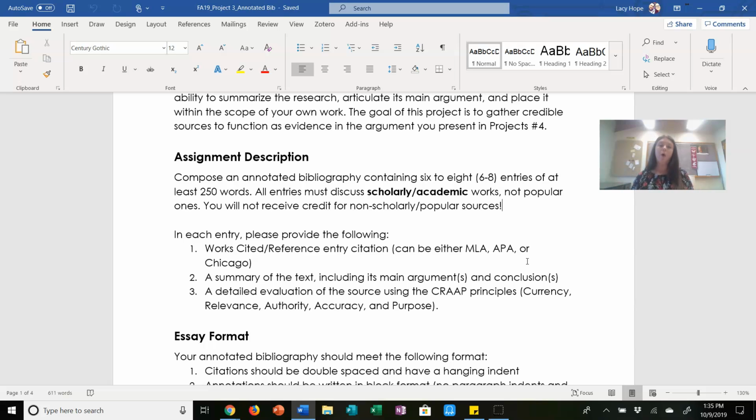So for example, while an article from National Geographic might be incredibly informative, it's still considered a popular source and would not count for the annotated bibliography. However, if you found an article in an academic journal, even if it's on the same topic, but say on cellular microbiology technology, whatever the journal happens to be titled, you could use that for Project 3, and that would be far more appropriate than, let's say, National Geographic. So make sure that you're familiar with the difference between scholarly and popular sources.